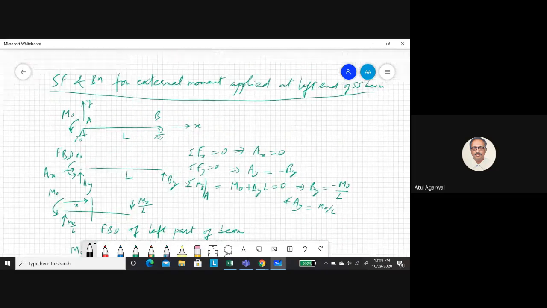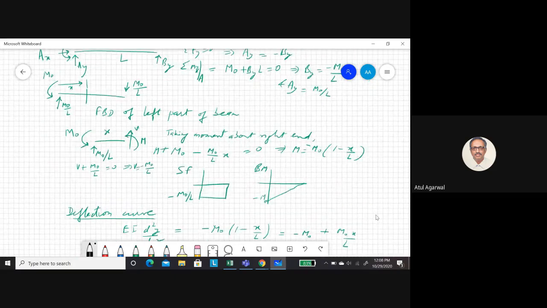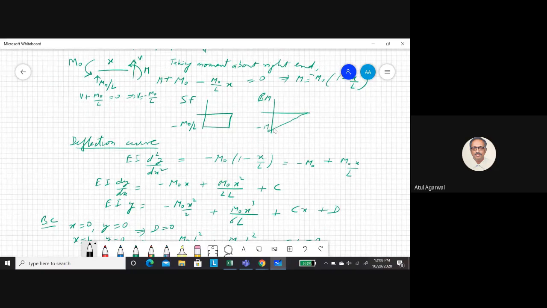You see here, the external moment is counterclockwise M naught, so negative face. So minus M naught. Here there is no moment, external or otherwise, so you get a 0 moment. So the bending moment is changing linearly. Any doubt, Lavish?